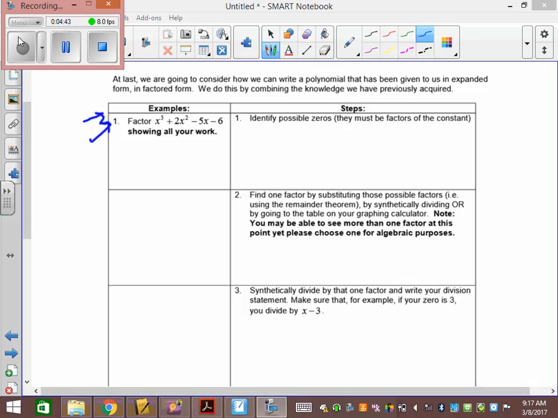Okay, so if it asks you what are the possible factors or possible x-intercepts or anything like that, your possible zeros are based on this back number here. So it's the factors of the back number: plus or minus 1, plus or minus 2, plus or minus 3, plus or minus 6.